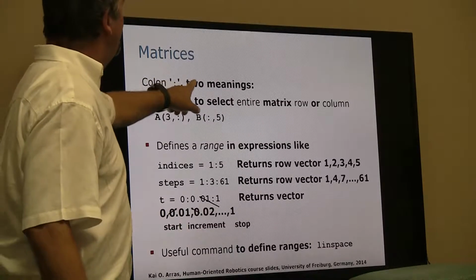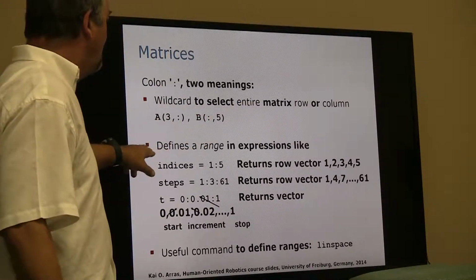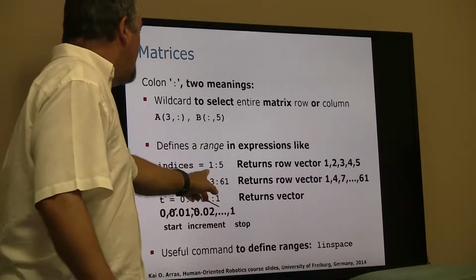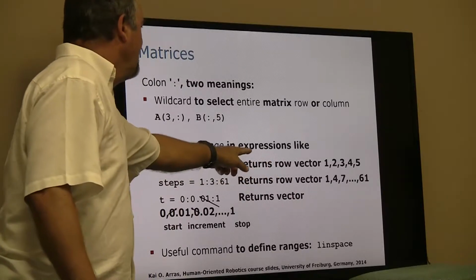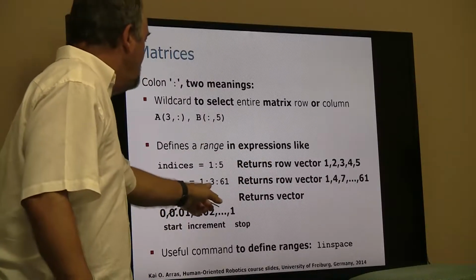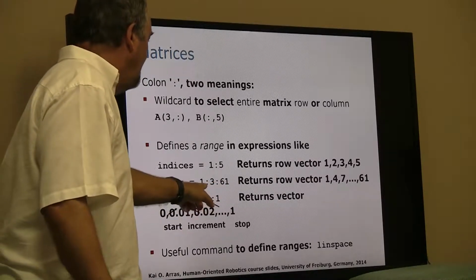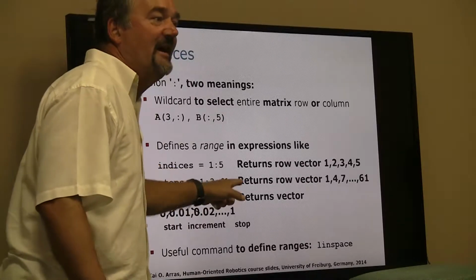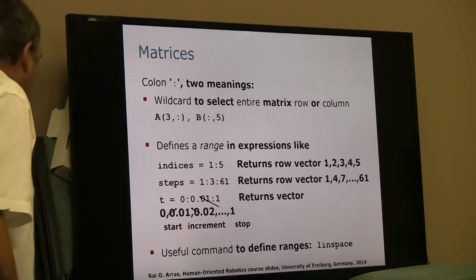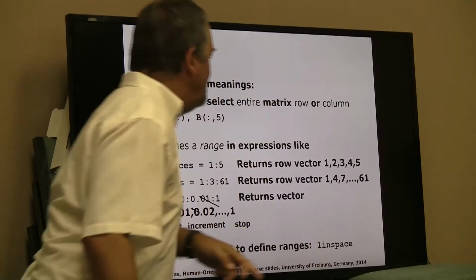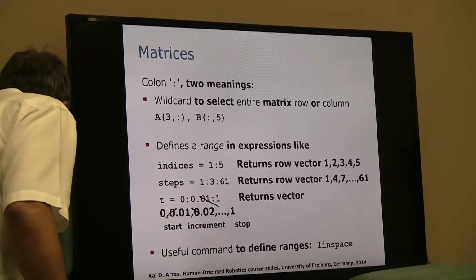Okay, so here's the 2 meanings of colon. One is the wildcard that we just talked about, to select an entire row or column. The other is to define a range. So like 1:5 is a row vector. Or you can use 2 colons between 3 numbers to specify a start value, increment value, and end value. You can also define ranges using linspace, which do help linspace. I haven't actually used it.